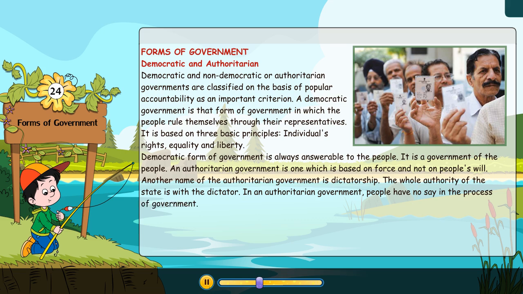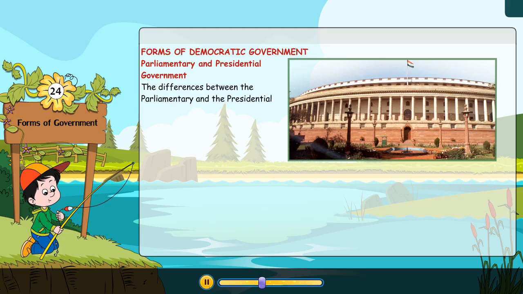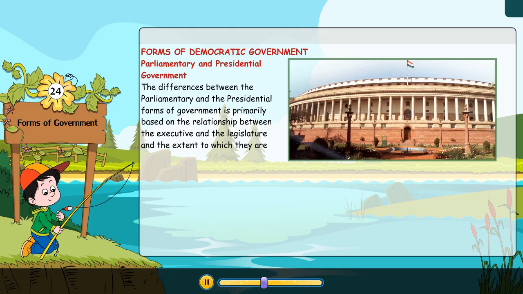Forms of democratic government: parliamentary and presidential government. The differences between the parliamentary and the presidential forms of government is primarily based on the relationship between the executive and the legislature and the extent to which they are dependent or independent on each other.